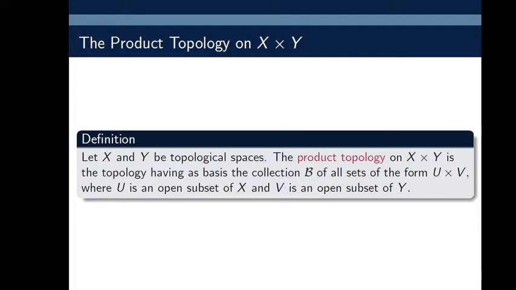So the product topology on the Cartesian product of X and Y is the topology having basis script B, which is the collection of all sets of the form Cartesian product of U and V, where U is open in X and V is open in Y. So this is the definition of the product topology on the Cartesian product X cross Y.